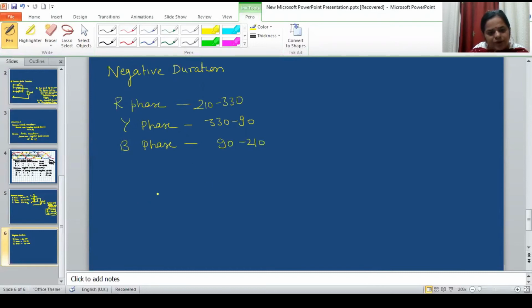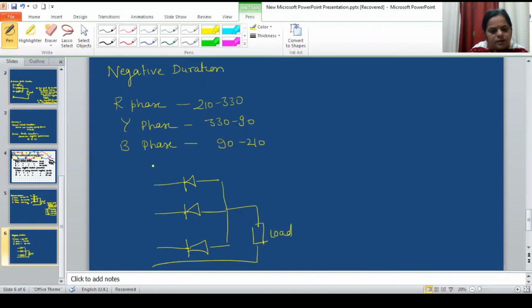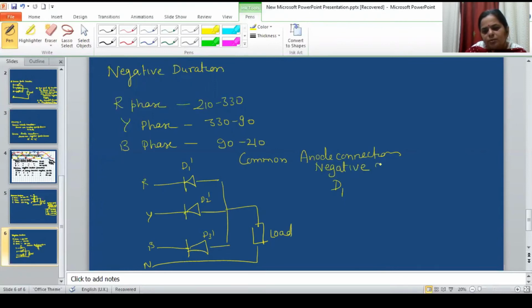Okay. Now if I draw the common anode configuration circuit, the connection circuit, it is like this, and you know this is connected to the load like this. So this is R, this is Y, B, neutral. This is D1 dash, D2 dash, D3 dash. And what kind of connection is that? Common anode connection. So, of course, these are the negative group devices.